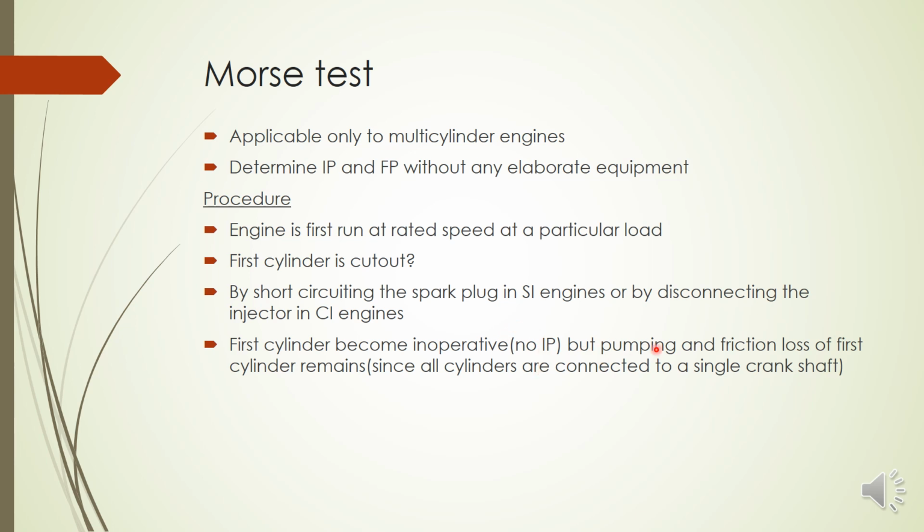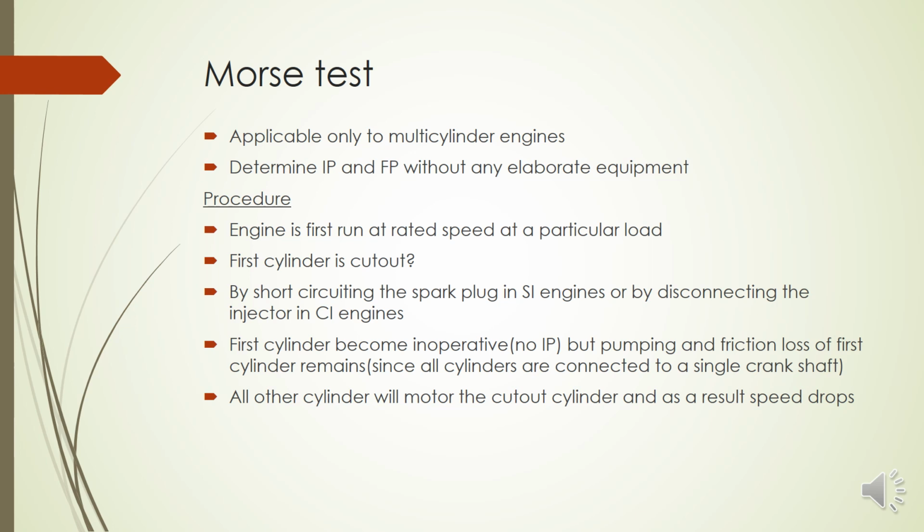But all the cylinders are connected to a single crankshaft. That means the other cylinders will rotate the first piston inside the cylinder. So the frictional power will be there because all the parts are moving. This is the important thing: we are cutting out the first cylinder and the indicated power stops, but it will be moving with the help of the other two cylinders or remaining cylinders. So frictional power remains in the first cylinder. Now the other cylinders will motor the cutout cylinder.